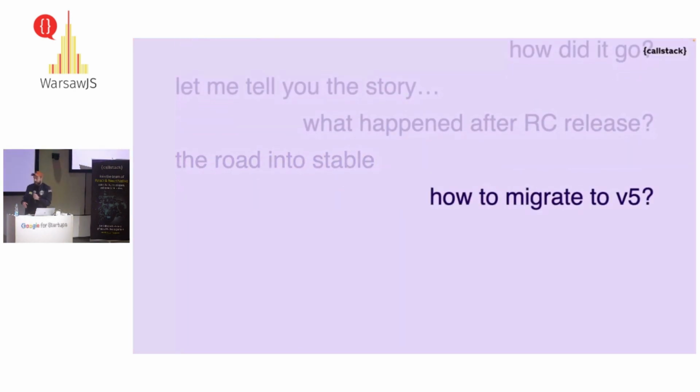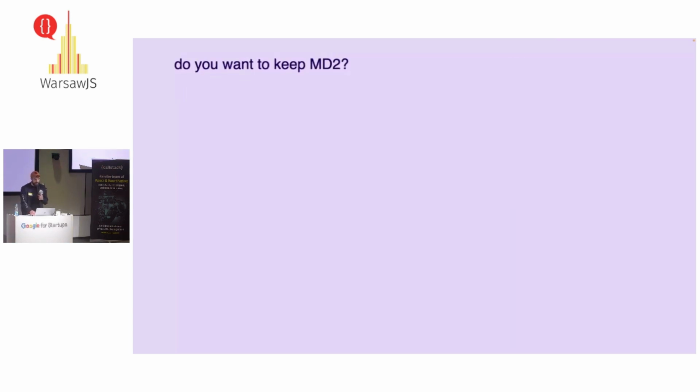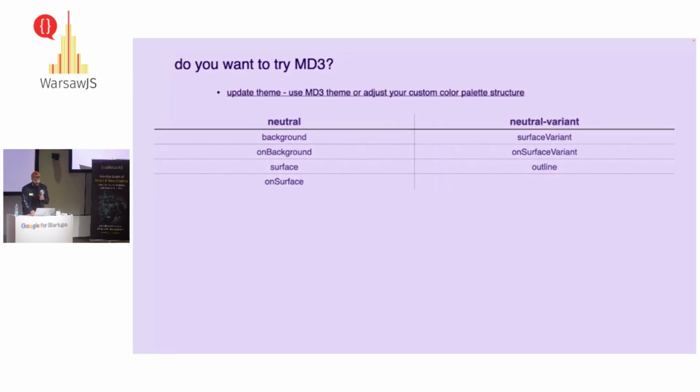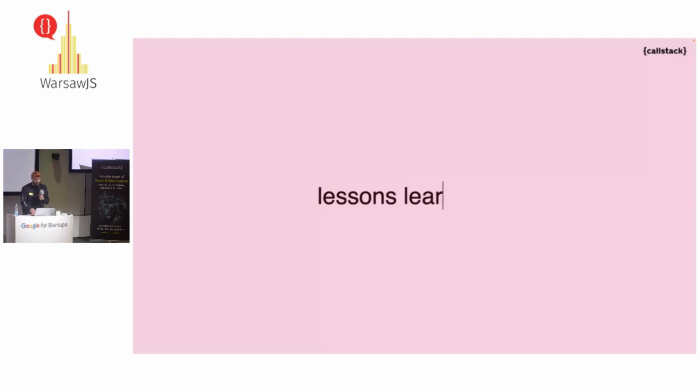So let me quickly check how to migrate from V4 to V5, but everything has been described in the migration guide, so let's treat it as a quick cheat sheet. Okay, maybe if I have only 5 minutes, I will skip that, since it's in the documentation, and I will focus on what we have learned during that process.